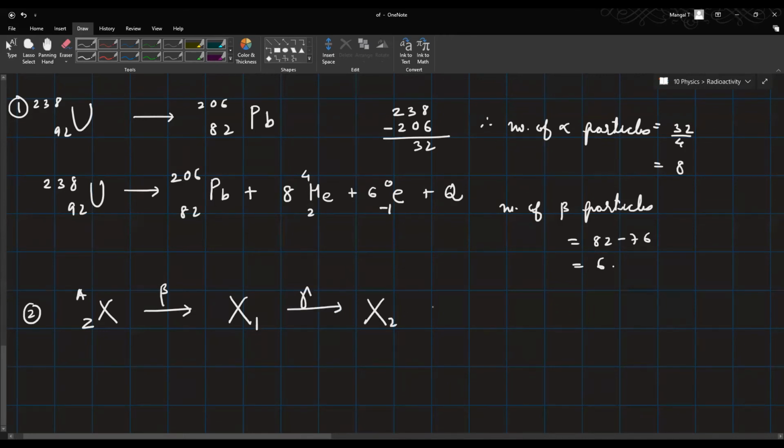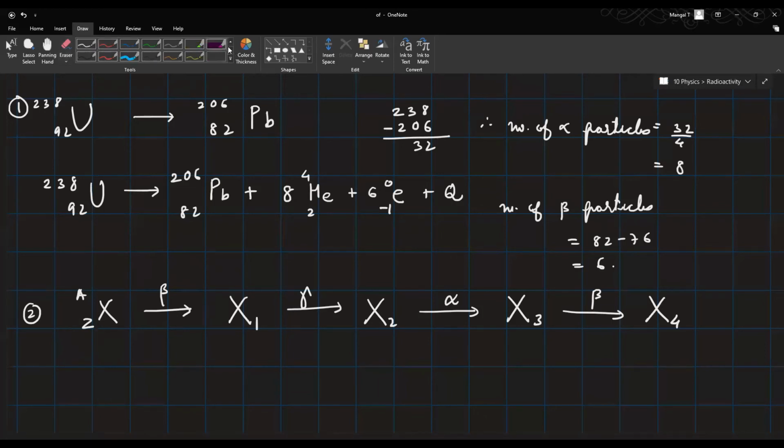This is X2. This is X3. And this is X4. You have to complete this question. Now this is pretty easy. If you don't understand, please stop me and ask. This is beta particle. I told you that in a beta particle, Z gets incremented by 1.